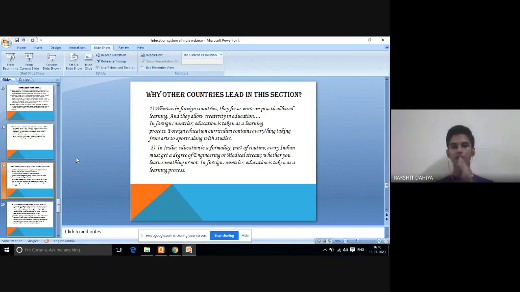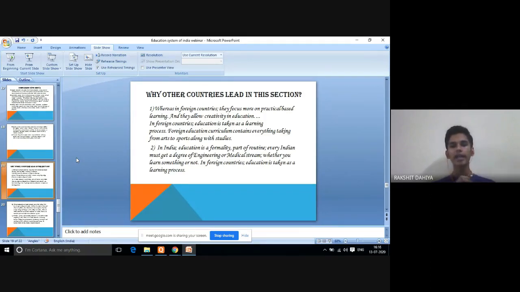Foreign education curriculum contains everything, from arts to sports along with studies. So they are exposed to studies as well, arts as well, sports as well, dance, music. So these are the things that India needs to improve for a better education system.